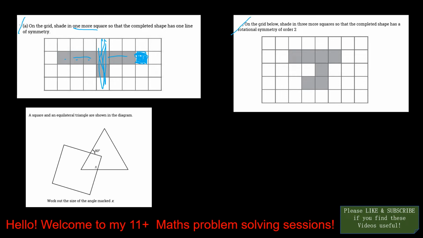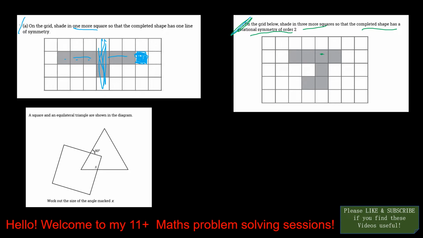The next one I have is: on the grid below, shade in three small squares so that the completed shape has a rotational symmetry of order 2. Rotational symmetry means that when you rotate it around a point, here let's say we have a point here and we are turning it around, then we should get the same shape. So how will we do it?